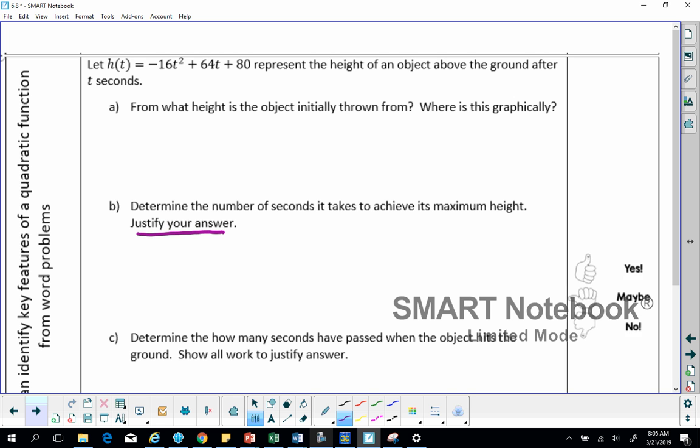The last part says, how many seconds have passed when the object hits the ground? Show all your work to justify your answer. These are the type of questions that they're going to ask in the milestone. Remember, some of it's open-ended, so show all your work, or it is going to be computer-based. You need to explain what you did. If you used the quadratic formula, or if you looked at a table and found where a certain point is, you've got to explain that in the answer. So those are the 3 questions to get out the door.